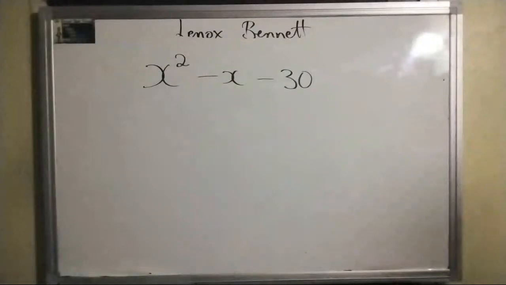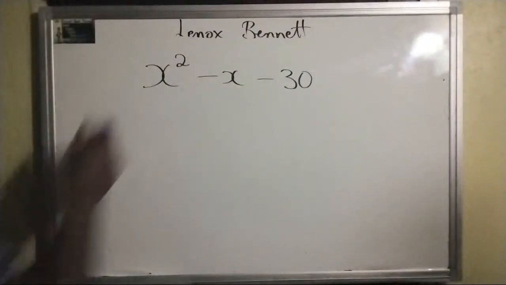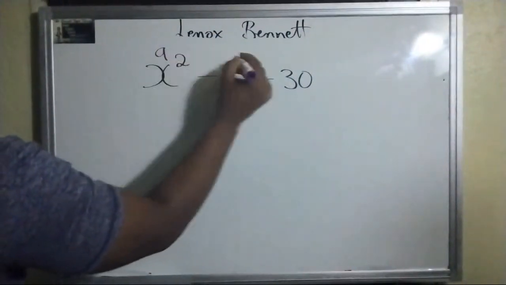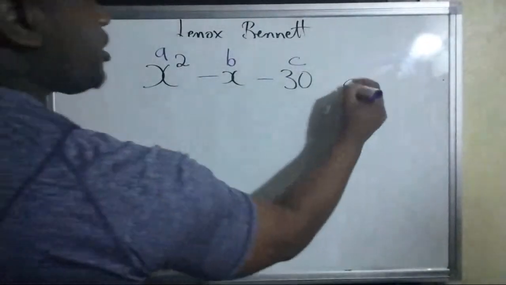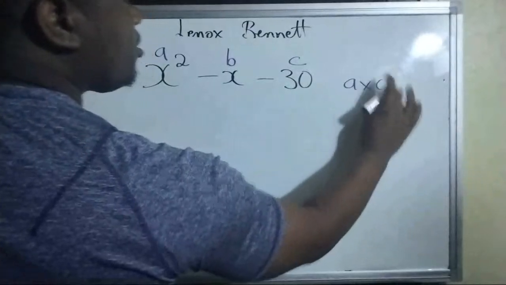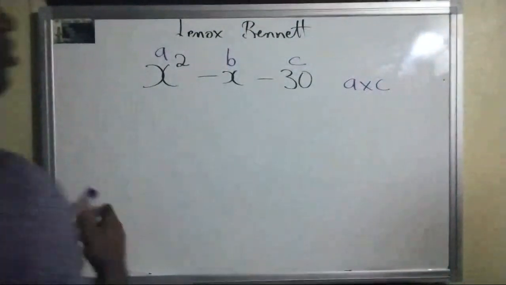Alright. So first we label it ABC. And then we multiply A times C. Right? And that is x squared.